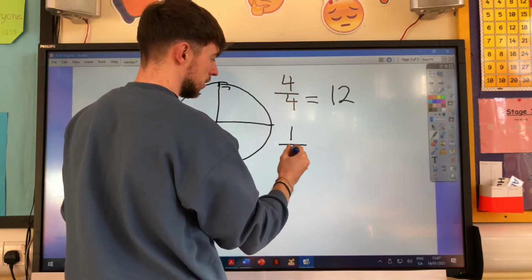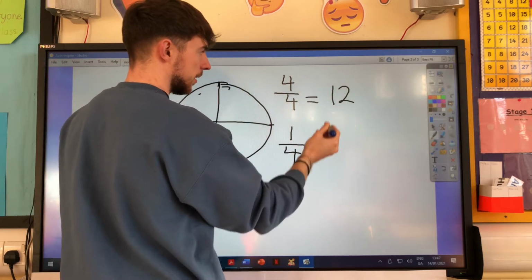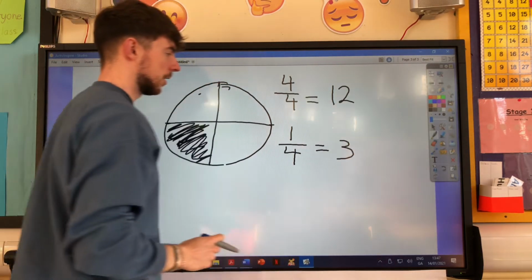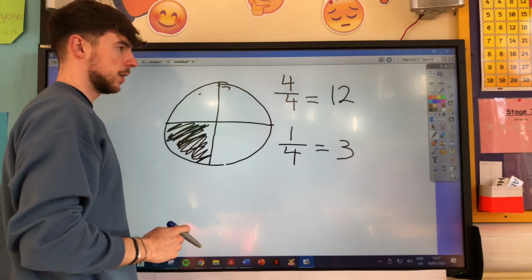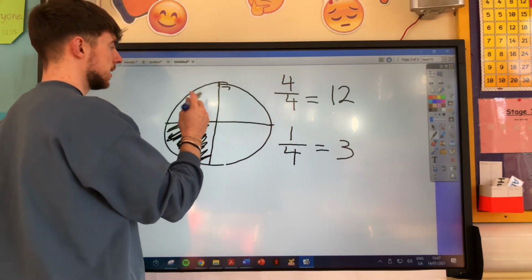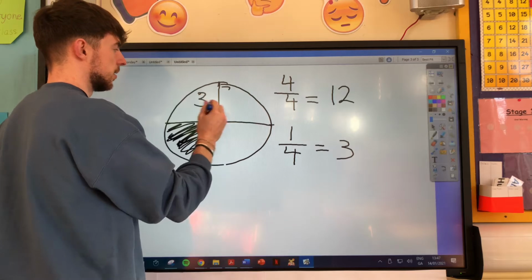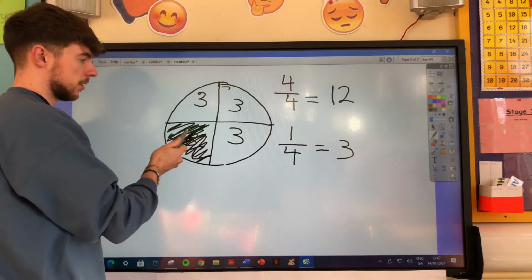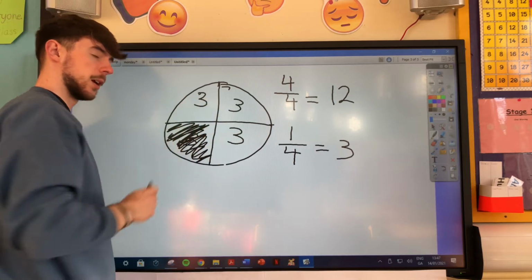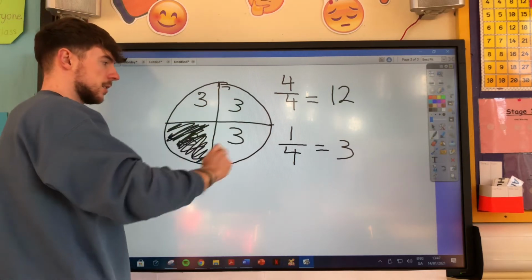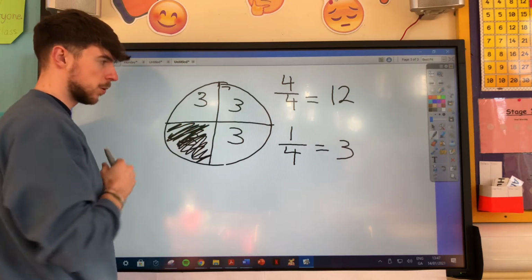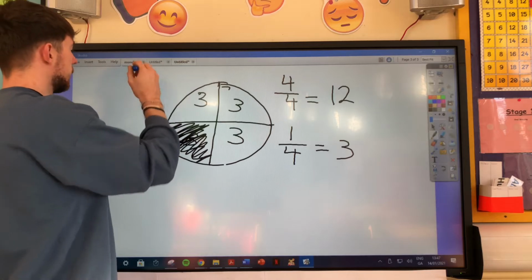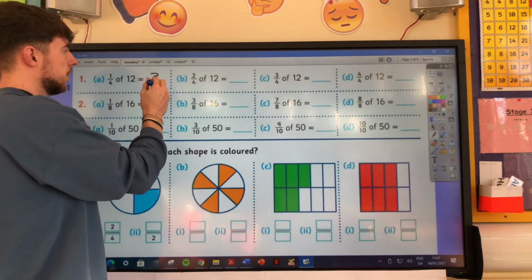We get 1 over 4. And on this side, if we divide that by 4, we get 3. So if we had each of these as 3, so 3, 3, 3 and 3, it'll be 3, 6, 9, 12. So the whole thing is 12, but 1 quarter is 3. So we know 1 quarter of 12 is 3.